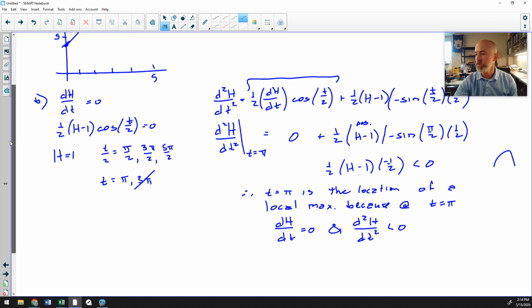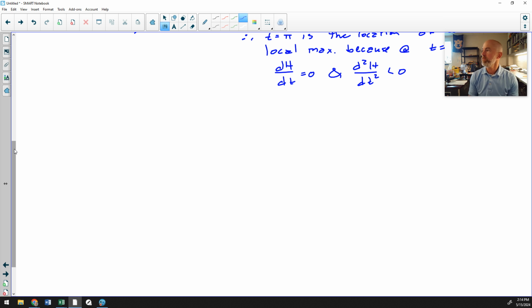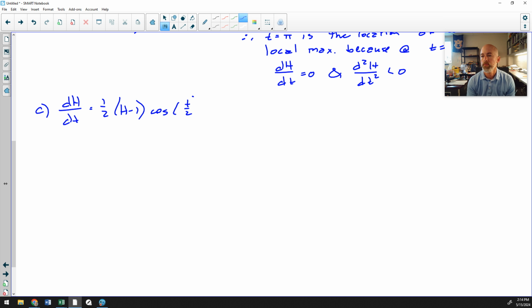This is a challenging question, which I guess we're due for one because I really think A and B were nice. So let's go on and look at question C. Question C, we're using separation of variables to solve this differential equation. So dH dt equals 1/2 of h minus 1 times the cosine of t over 2. And as I separate that, I'll have dh divided by h minus 1 equals 1/2 times the cosine of, I'm going to call that 1/2 t instead of t over 2, dt.